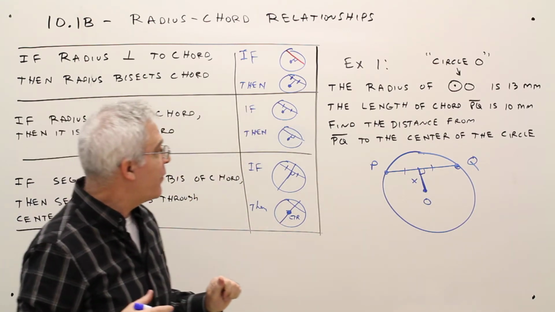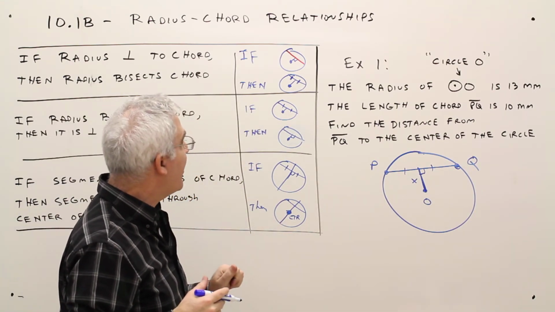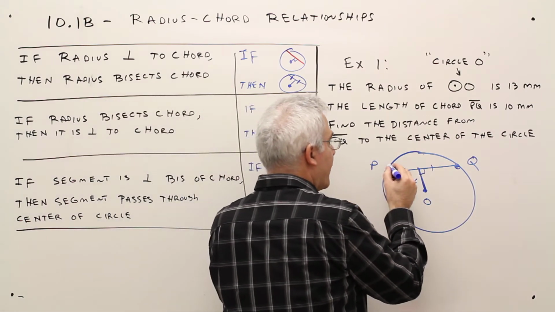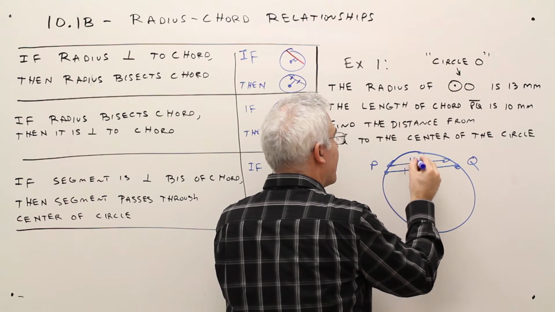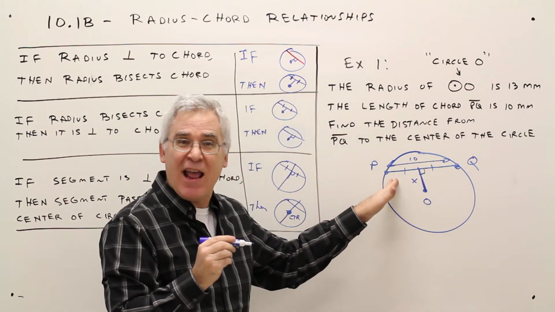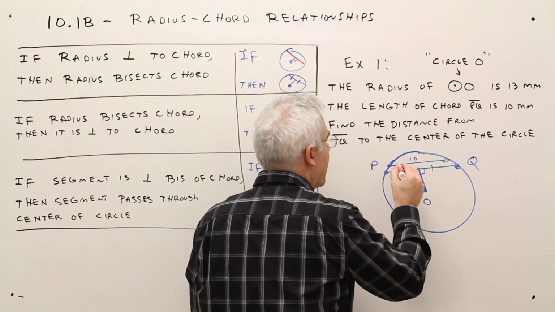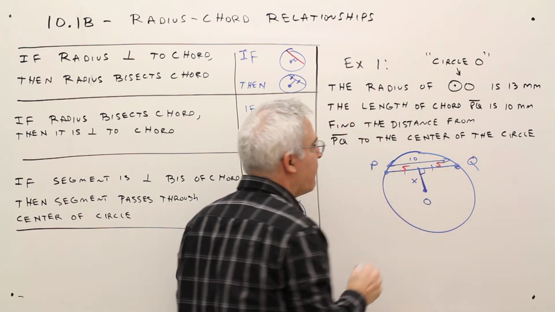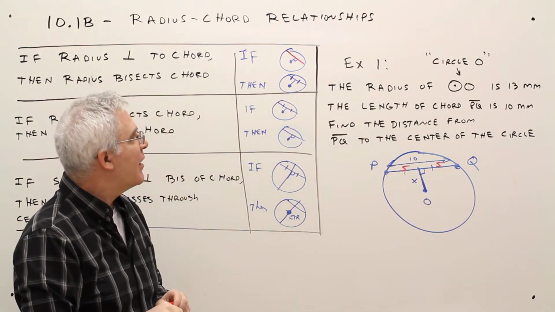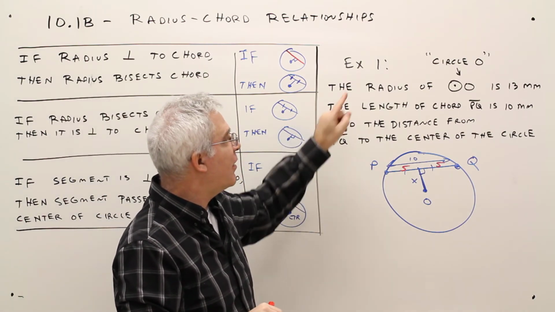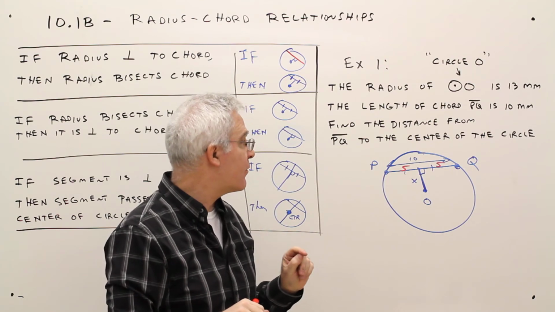That's one of these theorems over here. They said that the length of the chord is 10 millimeters. So this whole length here is 10, but if I chop it in half, I'm going to get a 5 and a 5. So I'll just put a 5 over here and a 5 over here. It says the radius of the circle is 13 millimeters.